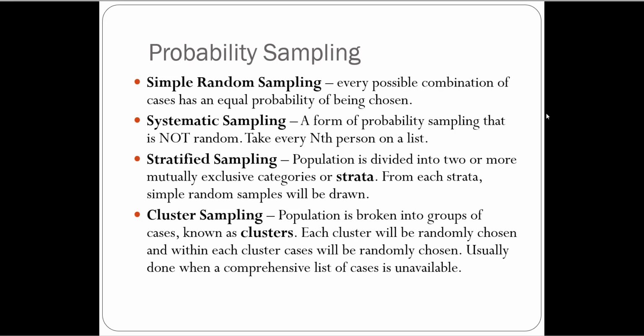Systematic sampling is a form of probability sampling that is not random. This is the exception I was talking about earlier. This is where we have a list of cases and we're going to take every nth person on that list. Say we have 20 people in our class. One way of using this would be to take a list of those 20 people and systematically sample every third person. So the third person would be sampled, the sixth person, the ninth person, 12th person, etc.